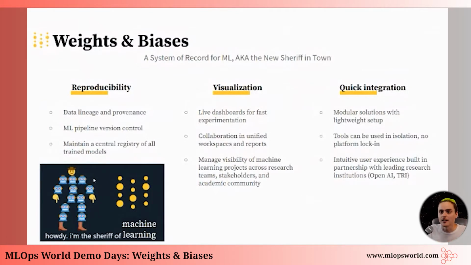The three guiding principles for Weights and Biases, in designing this system of record and these tools for implementing best practices in machine learning, are reproducibility, visualization, and quick integration. By reproducibility, I mean all the things that you need in order to recreate past experiments or past models: lineage, version control, registries, and saved information, all that kind of stuff.